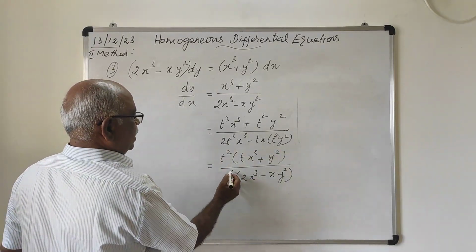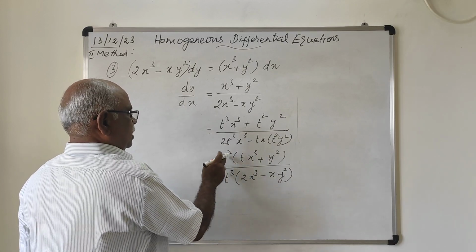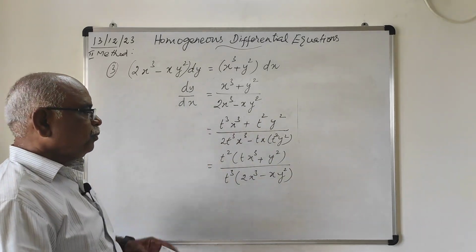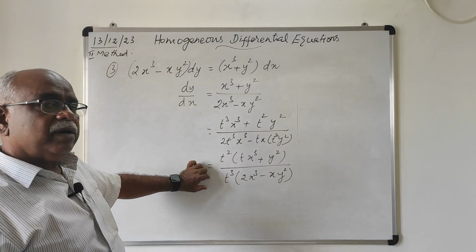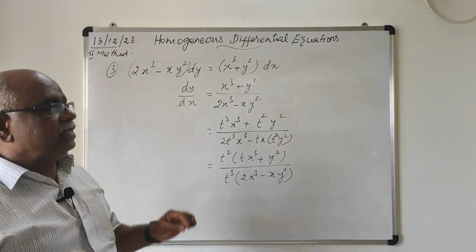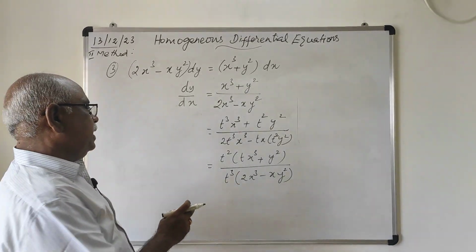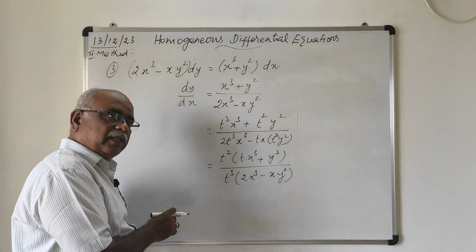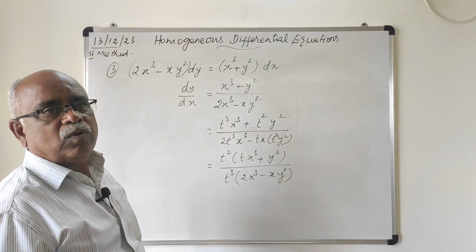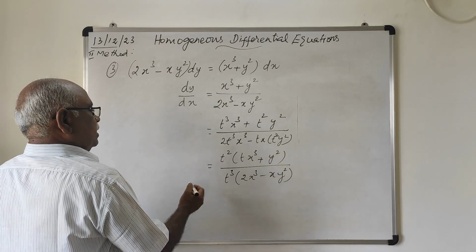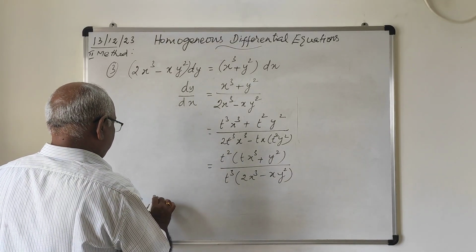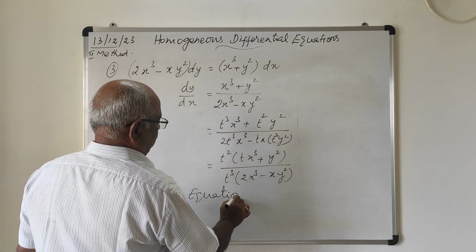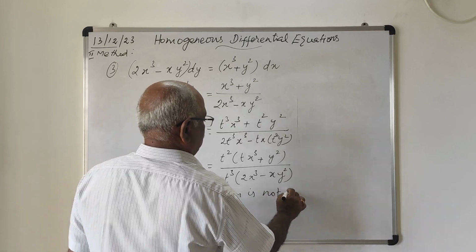So the numerator is of degree 2 and the denominator is of degree 3, therefore it is not homogeneous. See, in both numerator and denominator the functions should be of the same degree, then only we can say that the equation is homogeneous. In this case, the numerator is of degree 2, the denominator function is of degree 3, this is not equal, therefore the given equation is not homogeneous.